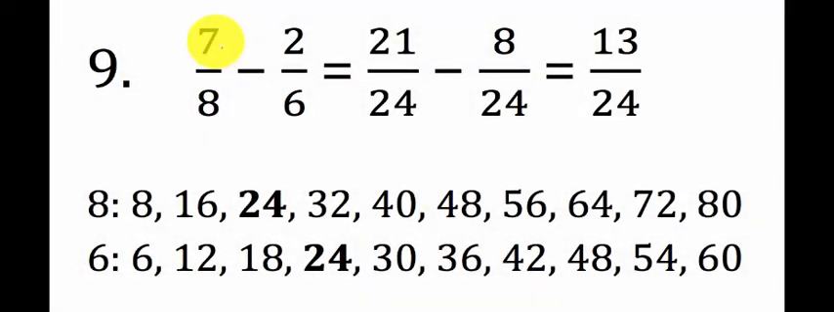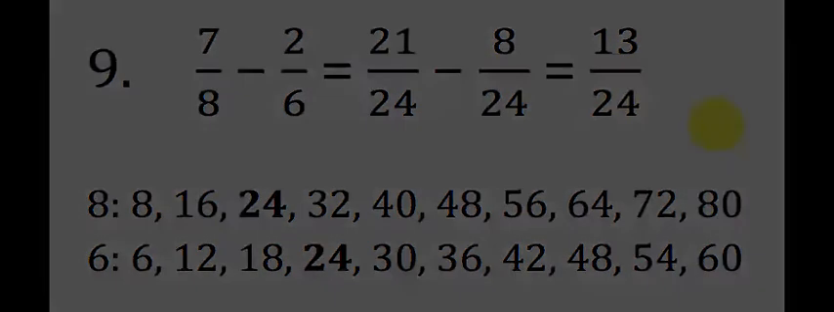Here we have 7/8 minus 2/6. The common multiple is 24. To get from 8 to 24, I have to times it by 3. So 7 times 3 is 21. To get from 6 to 24, I times it by 4. So 2 times 4 is 8. And 21/24 minus 8/24 is 13/24.